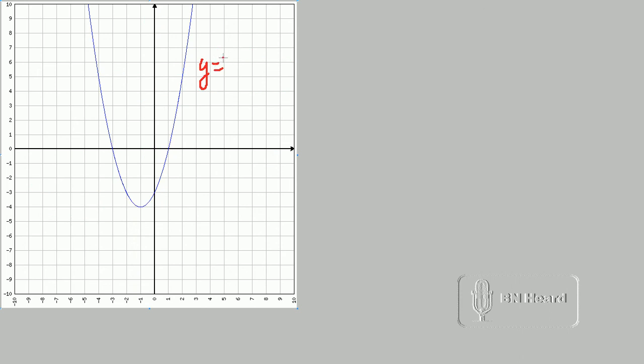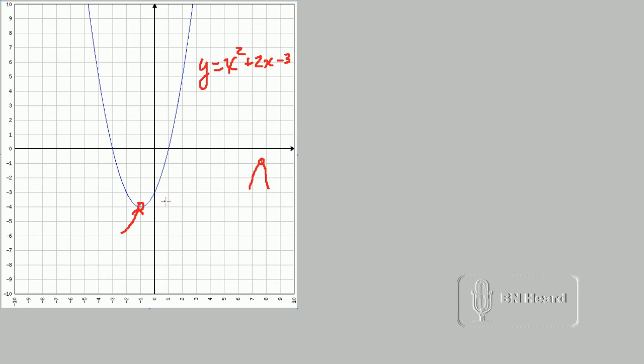Equals x squared plus 2x minus 3. Now, in looking at this graph, it is a parabola. And we can say about this parabola, since it opens up, it has a minimum. That minimum is right there. If the parabola opened down, it would have a maximum at the vertex. And that vertex is that minimum or maximum. In our case, the vertex is right there.